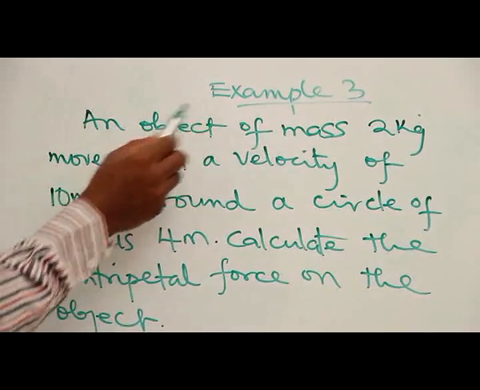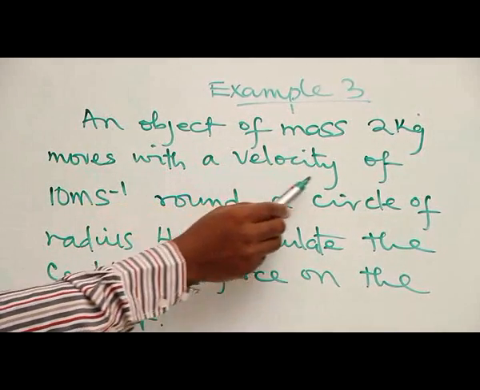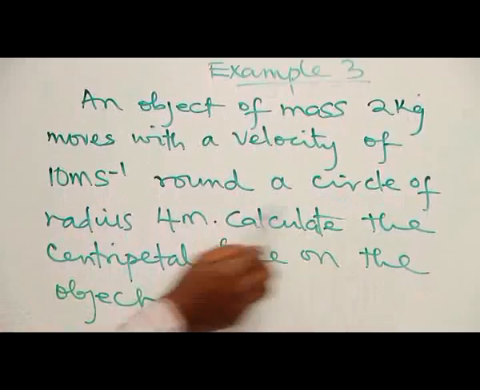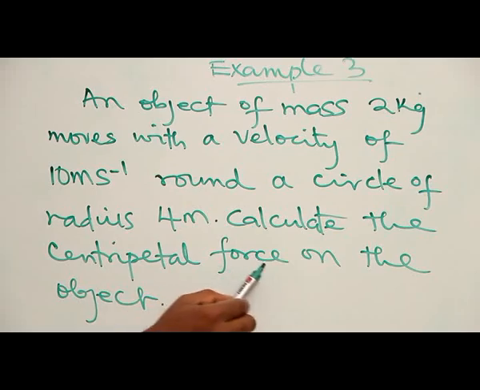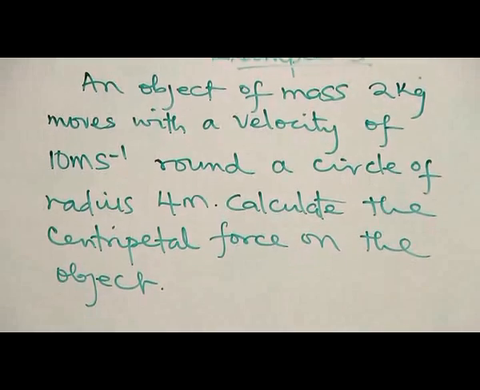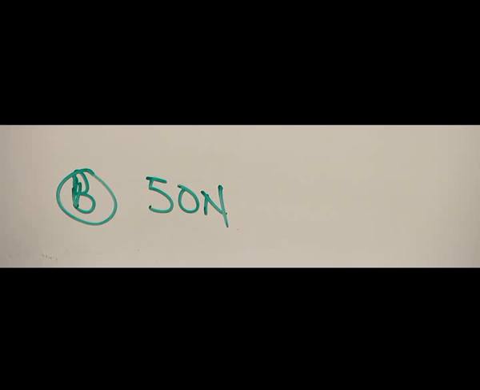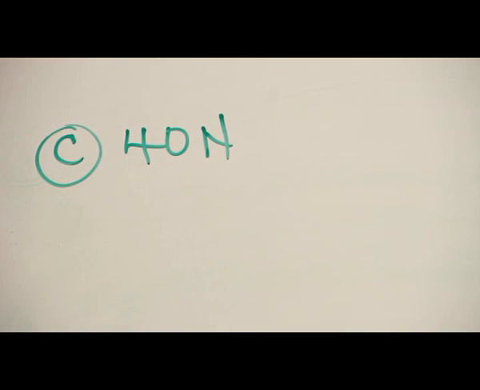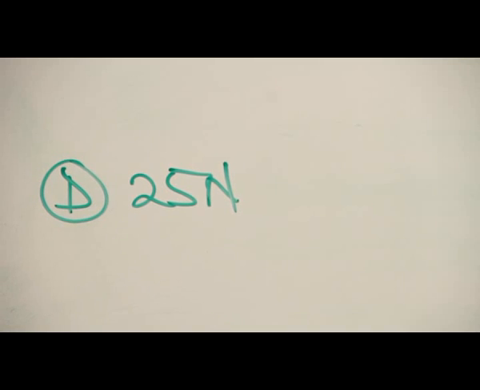Example 3. An object of mass 2 kg moves with a velocity of 10 meters per second round a circle of radius 4 meters. Calculate the centripetal force on the object. The options are A, 100 newtons; B, 50 newtons; C, 40 newtons; and D, 25 newtons.